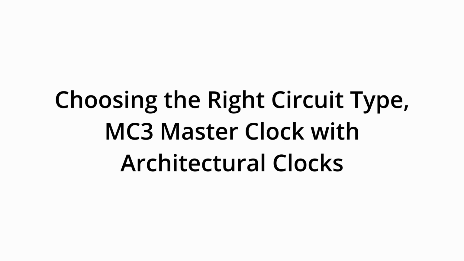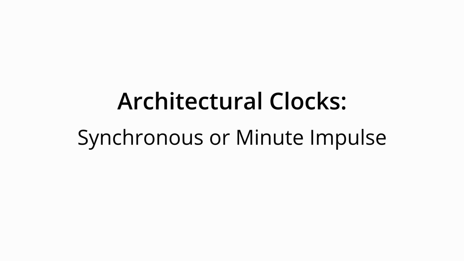In this video, we will show you how to set the correct circuit types on your MC3 to control architectural clocks. National Times architectural clocks are available as synchronous clocks or minute impulse clocks. To set the correct circuit type, you first need to determine what type of architectural clocks you have. The clock type can usually be found on the serial number plate attached to the enclosure of the clock mechanism.